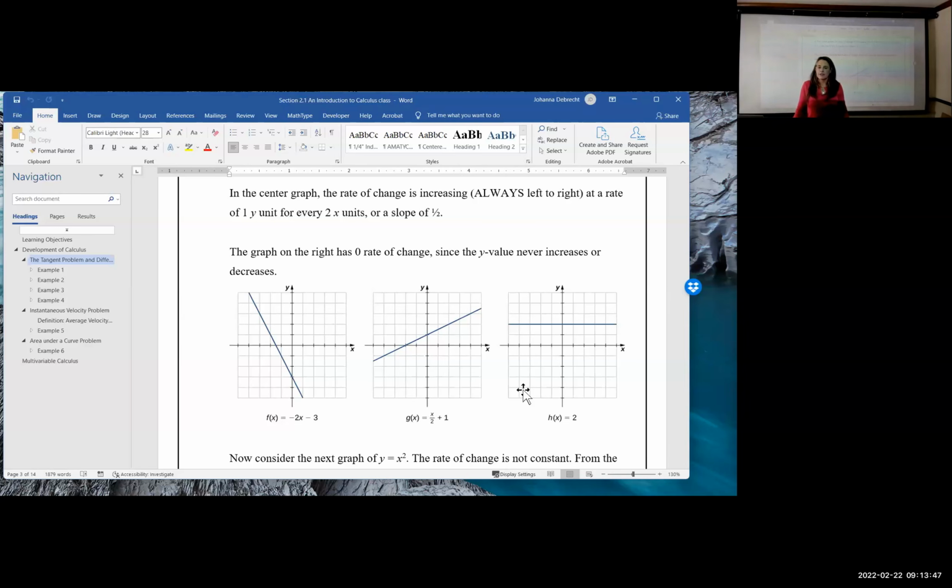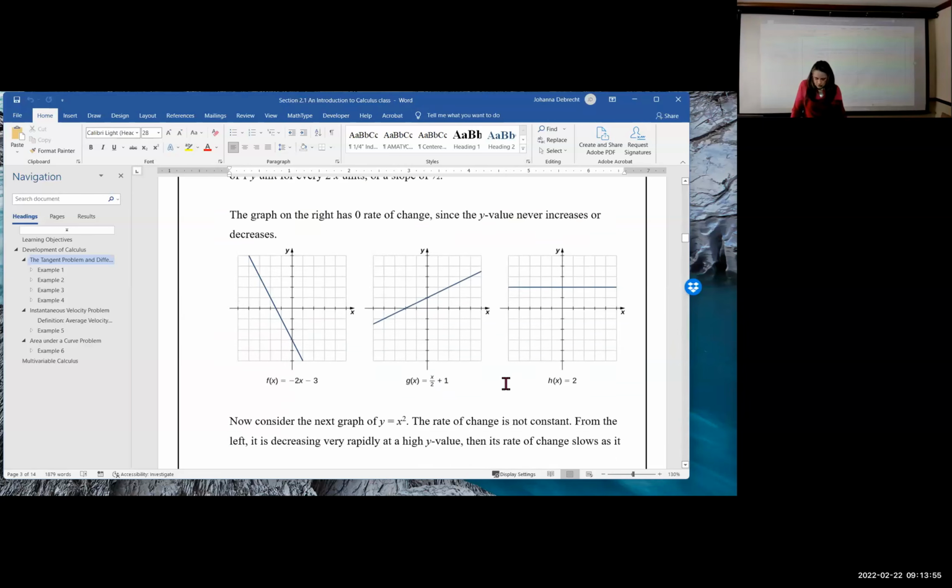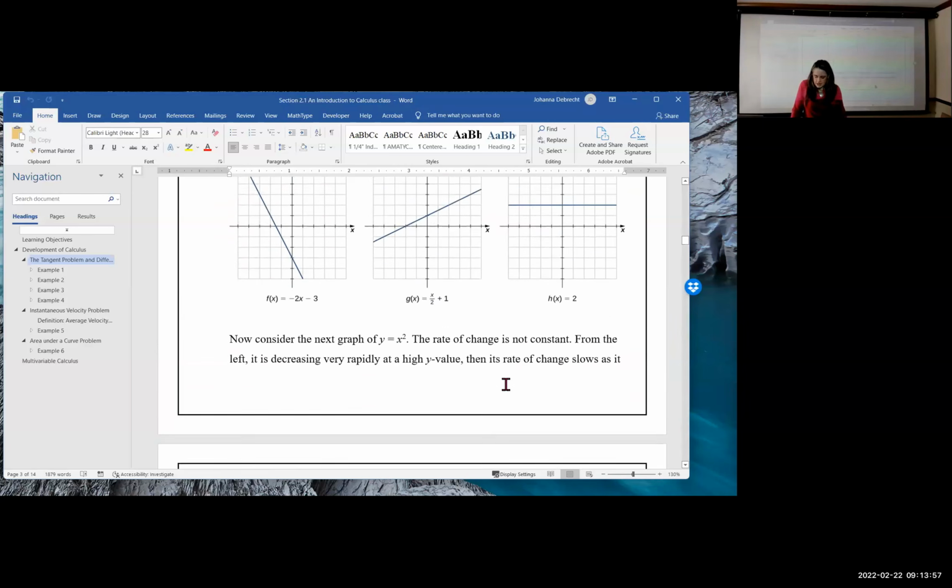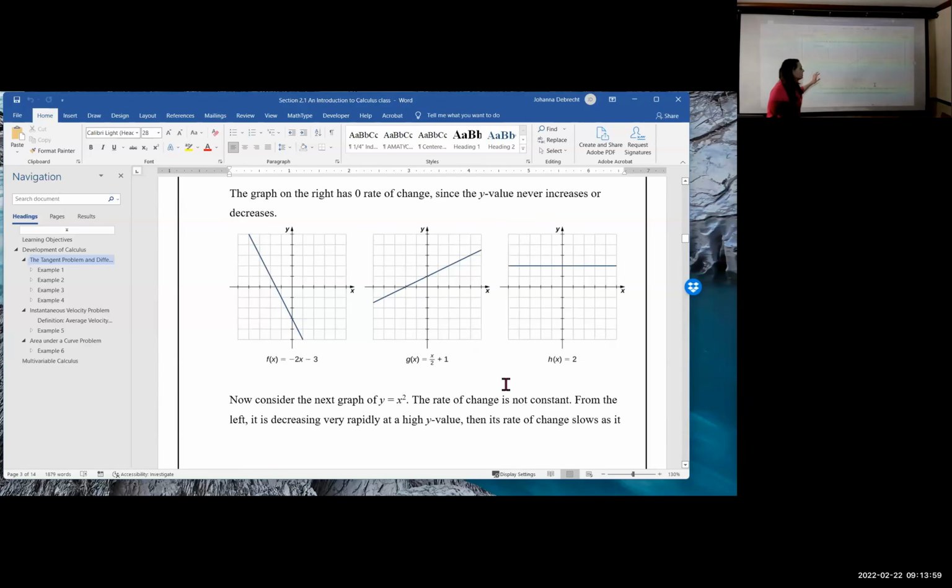In other words, the rate of change is 0 because y is not changing, even though the x value is changing, all right? But the problem is, on all of these, the rate of change is a constant, right? So on the far left graph, the rate of change is a constant -2. And in the center, the rate of change is a constant 1/2. And on the constant line, the rate of change is a constant 0.